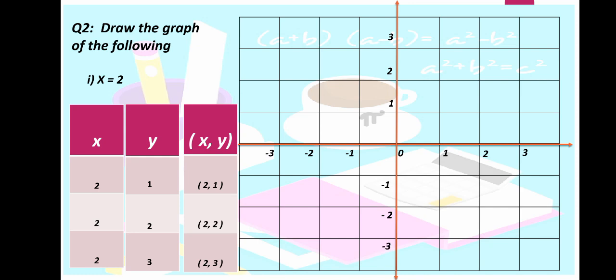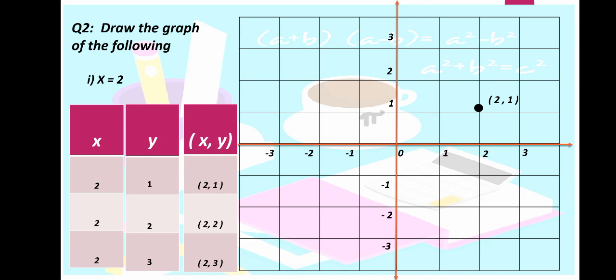Now using the ordered pair (x, y) you have to plot the graph. In the first row the ordered pair is (2, 1). So you have to see in the x-axis the value 2 and in the y-axis the value 1. So 2 and 1 are intersecting at this point. So this is the ordered pair (2, 1).